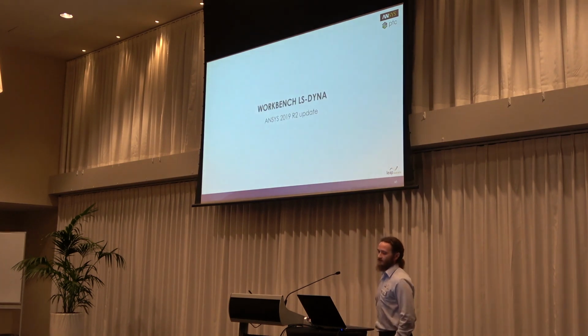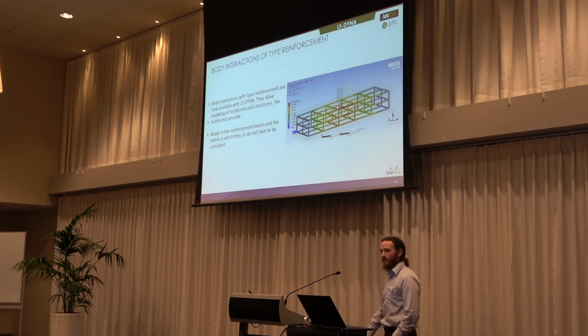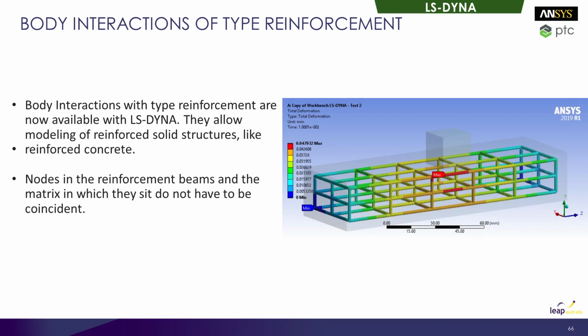Right, Elastiner. So this is Elastiner within the mechanical interface. A few new features here as well. So this is the reinforcement feature. We've had this in the AutoDyn explicit dynamics tool for a while. Basically, it allows you to model beam reinforcement within solid elements without having to have coincident nodes.